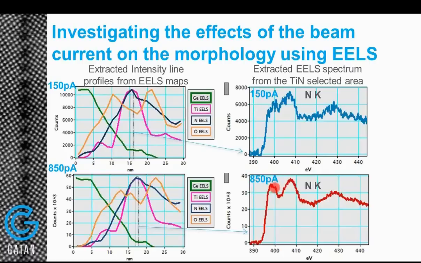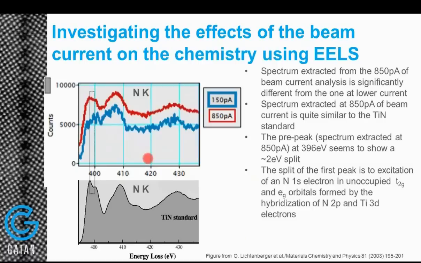Again, we want to look at this in more detail because we're supposed to have titanium nitride here. This is what the engineers are supposed to deposit. So we compare these two spectra from the sample at different beam currents with the standard, taken from this reference, from this paper. You can clearly see that the nitrogen K edge at 850 picoamp looks very similar to what we would have in the case of a titanium nitride standard.